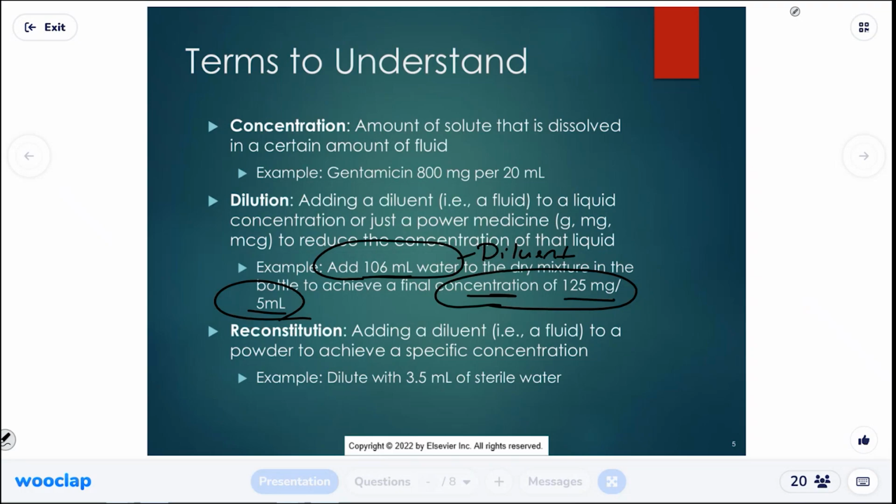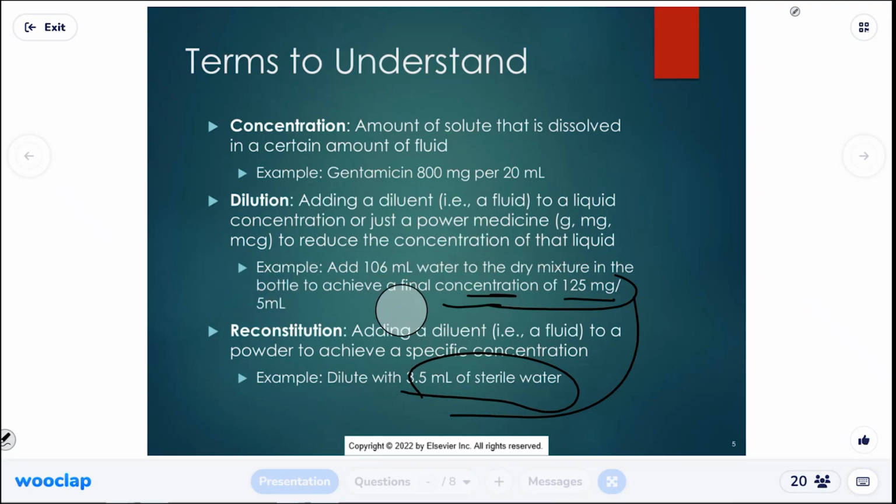So, for example, dilute with 3.5 milliliters of sterile water. That's the diluent. Dilute with is saying, take this water, add it to a powder, and then you will get a concentration. And then you work from that, okay? So don't overthink this. It's not complicated at all. It does not change your math at all. It's just more words. Words, like I always say, can't hurt you. They can confuse you if you let them, but nothing is changing.